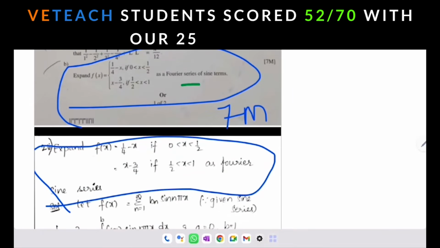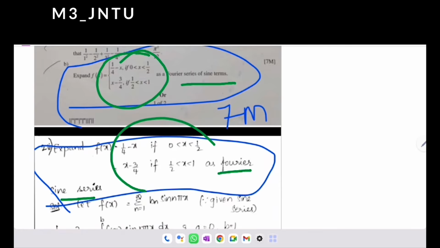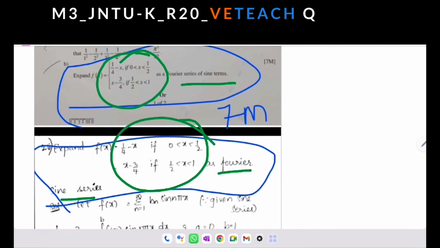Next one, to find out the Fourier sine series of a particular function. Exactly the numericals also have been repeated. That is 7 marks of the same numericals.